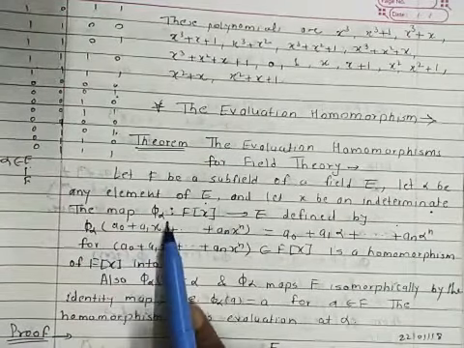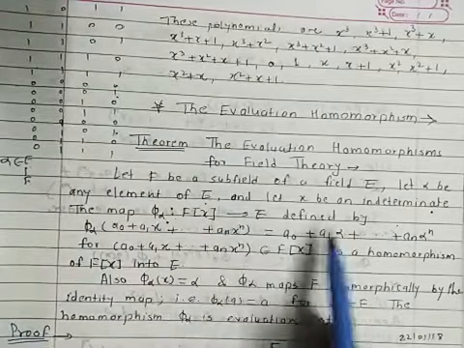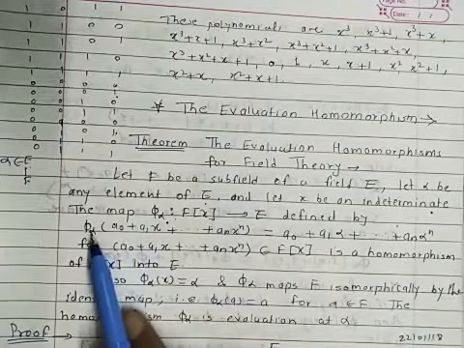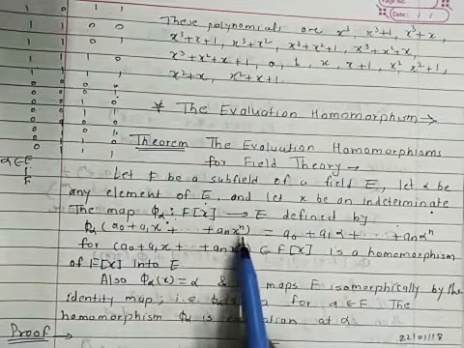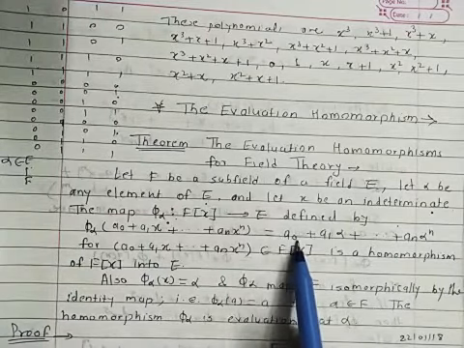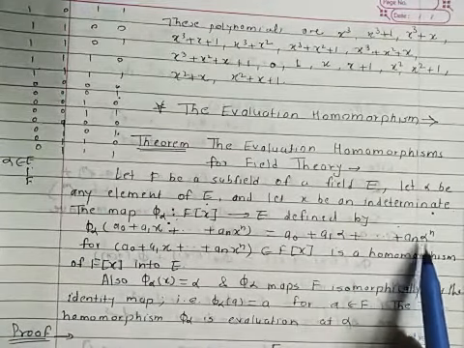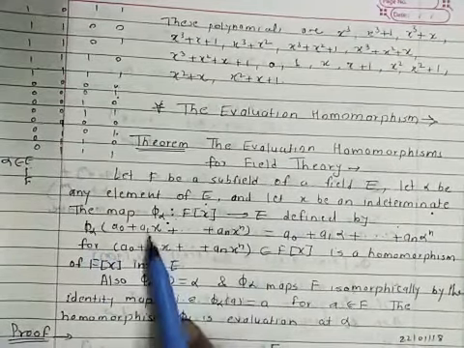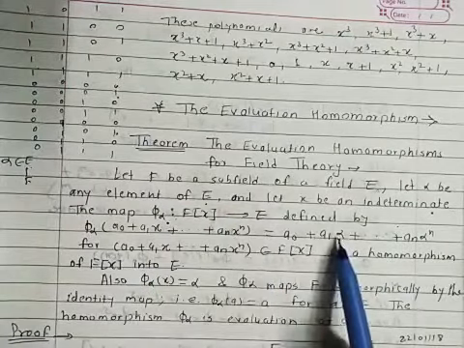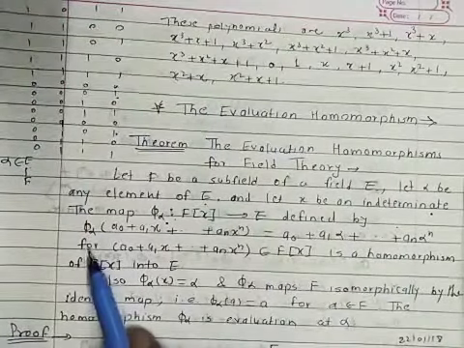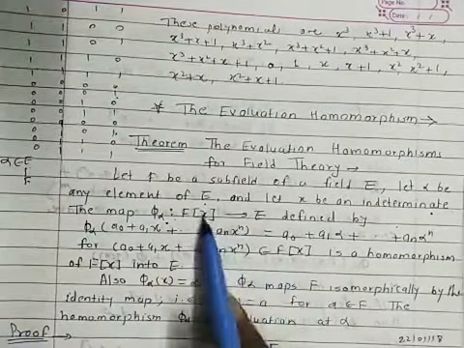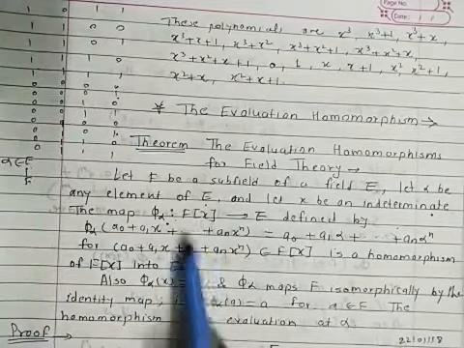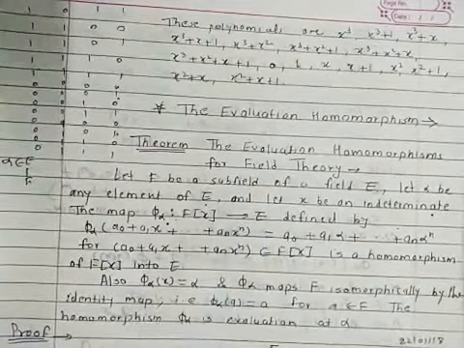The map phi alpha from F[x] to E is defined by phi alpha of an element of F[x], which will be a polynomial. So phi alpha of a naught plus a1 x plus up to an x raised to n is the same as a naught plus a1 alpha plus up to an alpha raised to n. Applying this phi alpha to this polynomial means replacing x by alpha. We are replacing x by alpha here. For this polynomial, it is a homomorphism of F[x] into E.